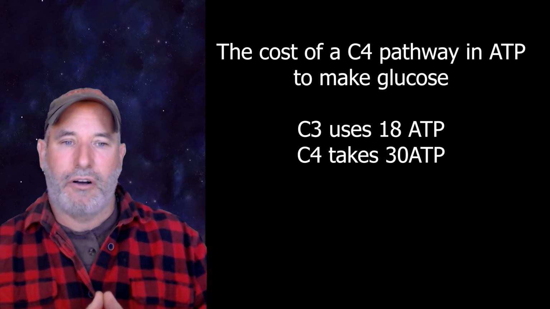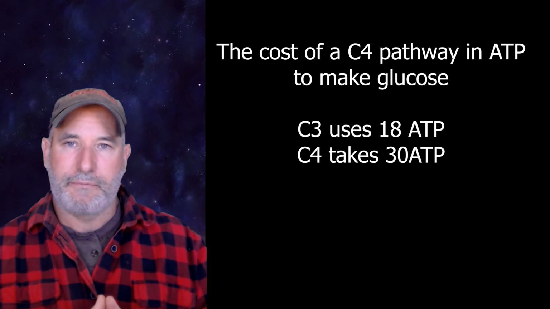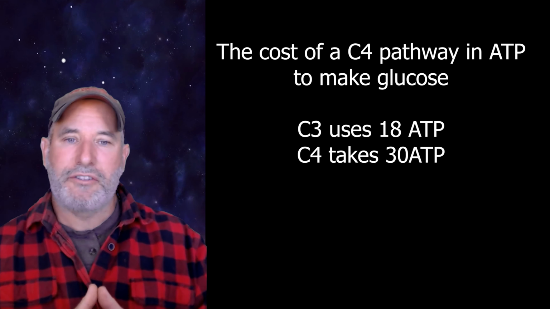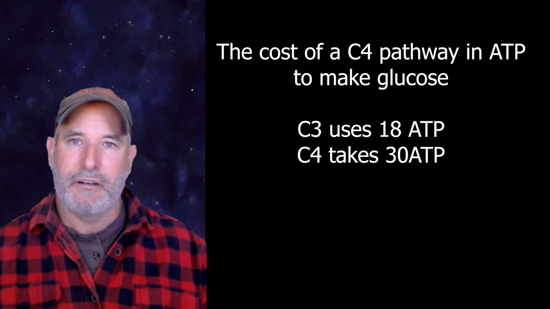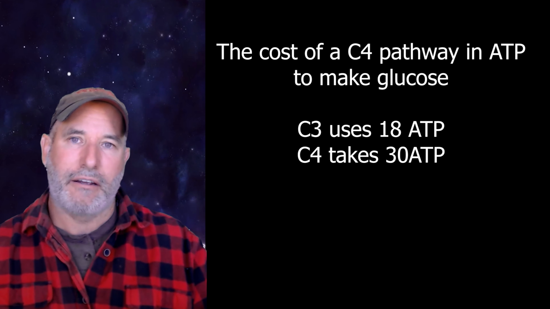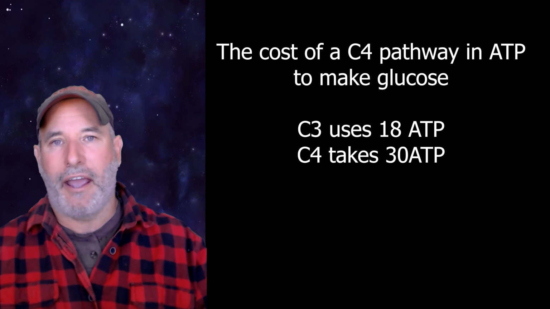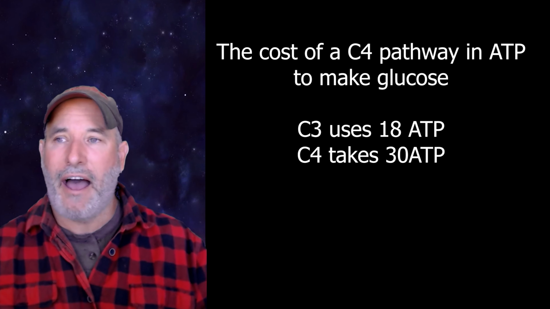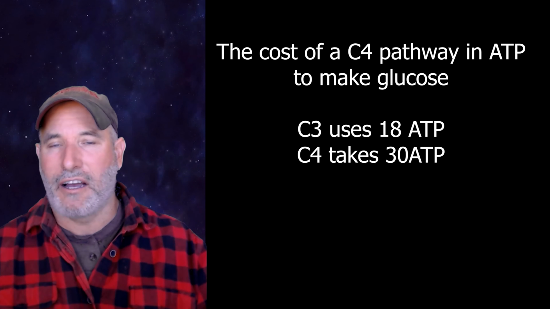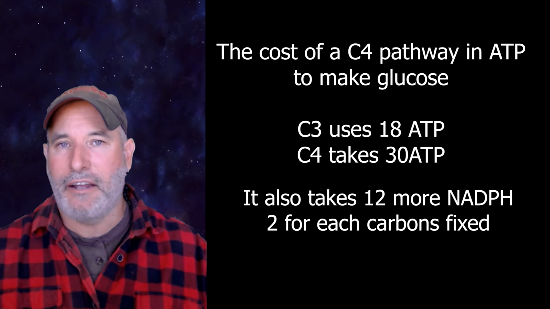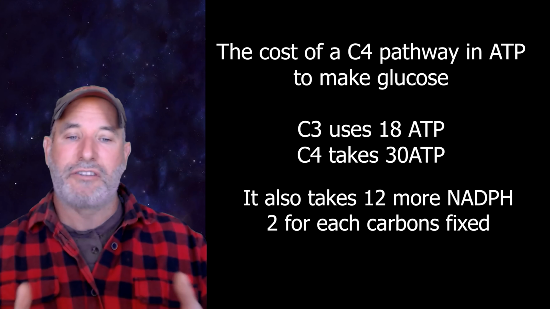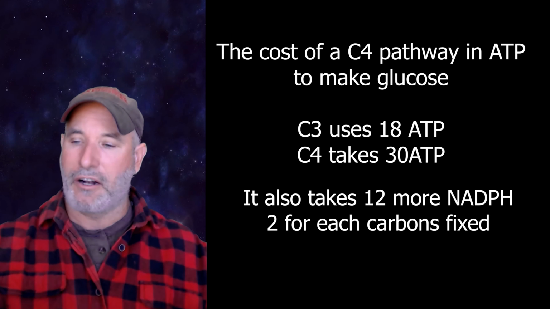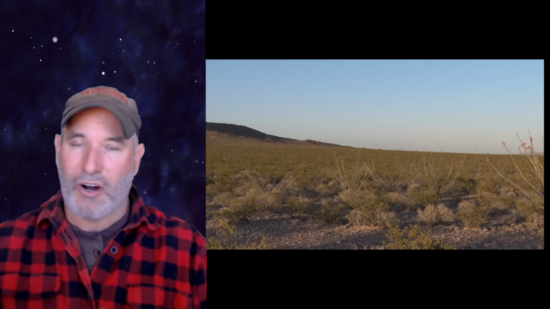So here's the end result for a molecule of glucose. If I'm using a C3 pathway, I only use 18 ATPs. But in a C4 pathway, I have to use 30 ATPs. And not only that, every time I fix a carbon dioxide, I'm using an NADPH. So that's going to take an additional 6 NADPHs as well. So as you can see, there's an evolutionary trade-off. C4 plants can live in a drier environment, but it costs you some energy.